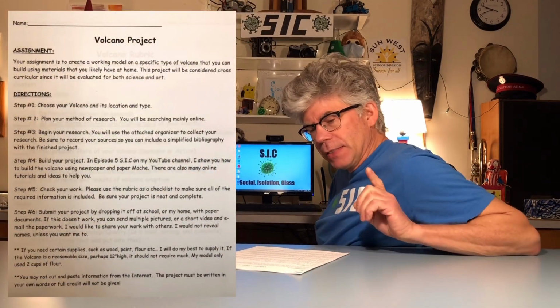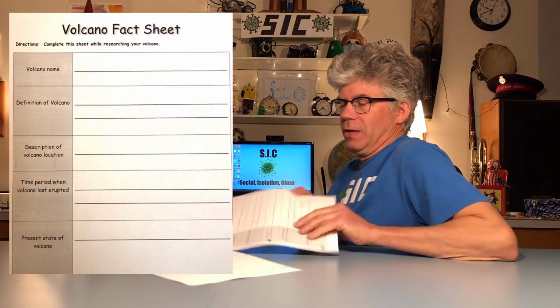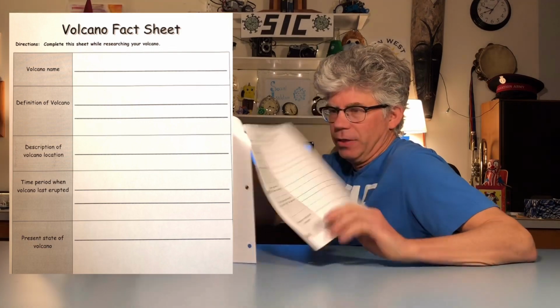I would appreciate that. Okay, so step 1 is to choose your volcano and its location and its type. It's in the directions here. And then you have to begin to do a little bit of research. And I have an organizer built into this assignment. You've got a, well, look at that, fact sheet. So you go through that.